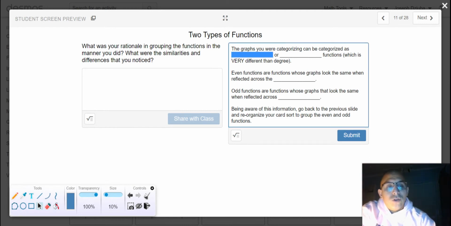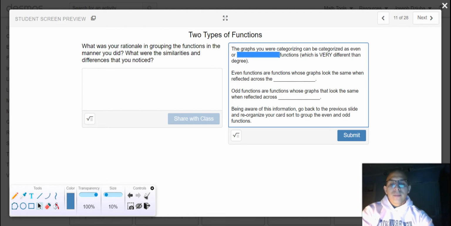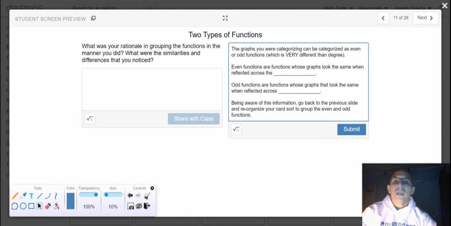What I was asking you to categorize and group together were what we call even and odd functions. That is very different than the degree of a function. Remember, the degree is the highest exponent. So we would say that the function has a degree of 2. Many people get lazy and say, oh, well, that's an even degreed function. But it is not. We can't assume that a function with a degree of 2 is necessarily even. Even functions are functions whose graphs look the same when reflected across the y-axis.